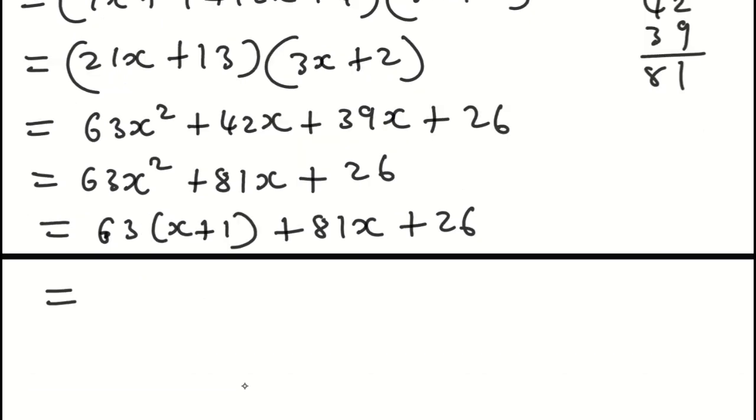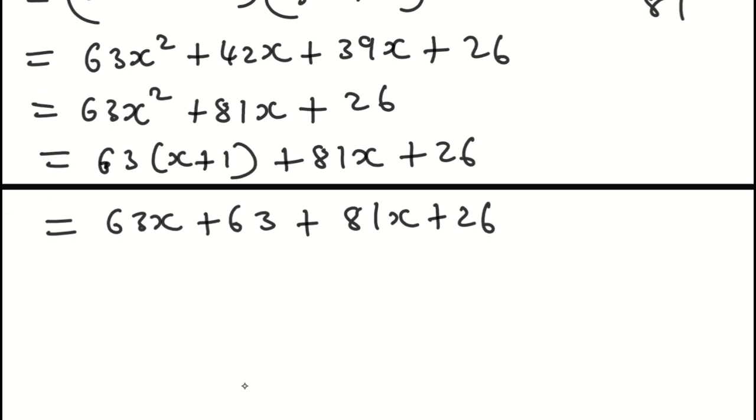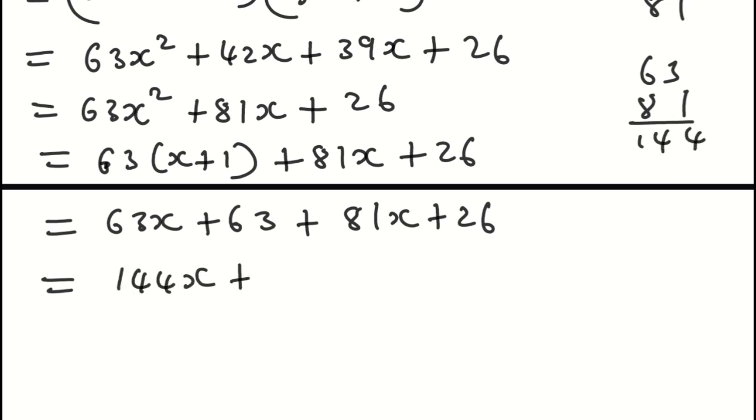So we expand this now. 63 times x is 63x. 63 times 1 is 63. And you have 81x, then plus 26. So moving on, this will be 63x plus 81x. 63 plus 81 is what? 144. So 144x plus, what is 63 plus 26? That's what? 89, right? So plus 89.